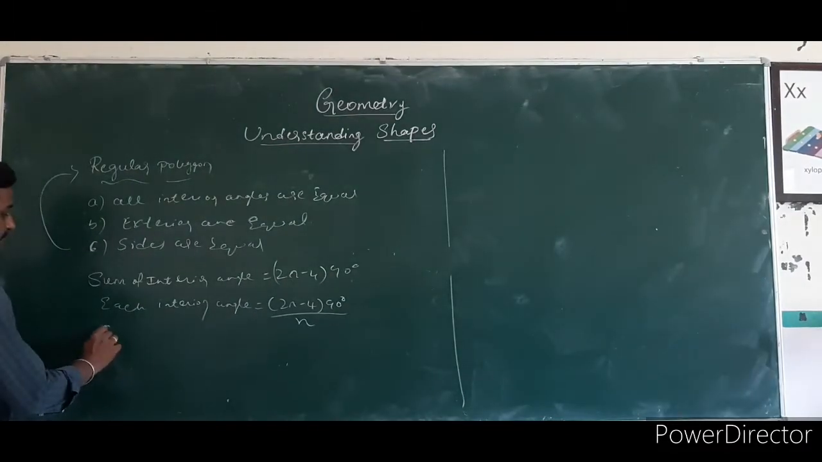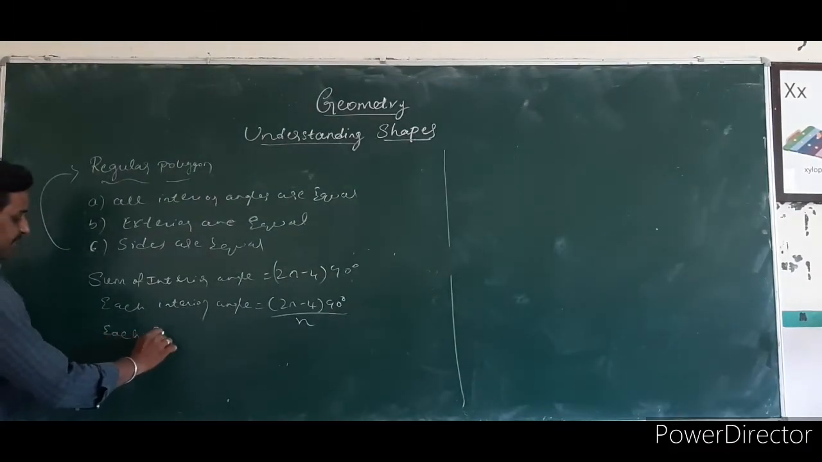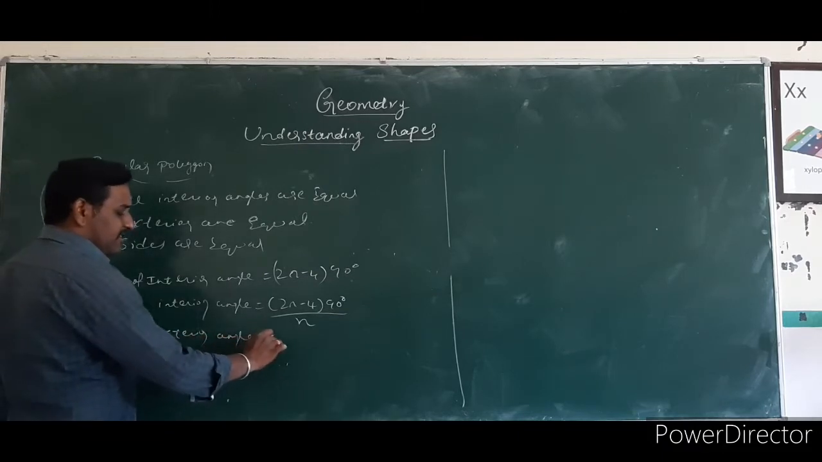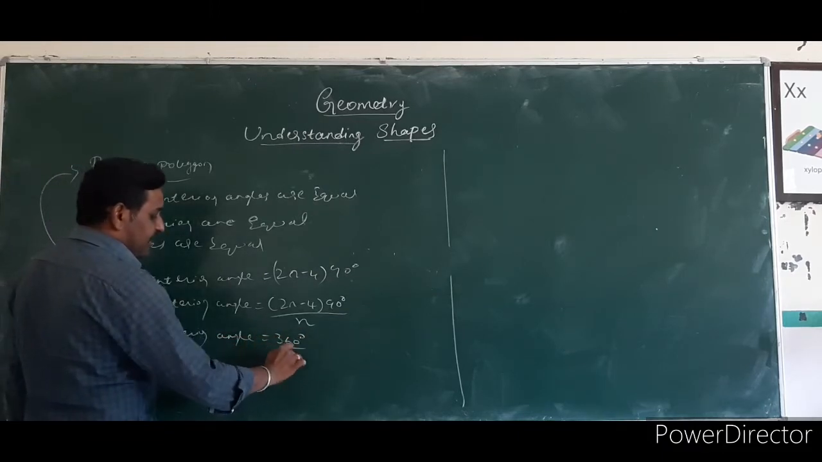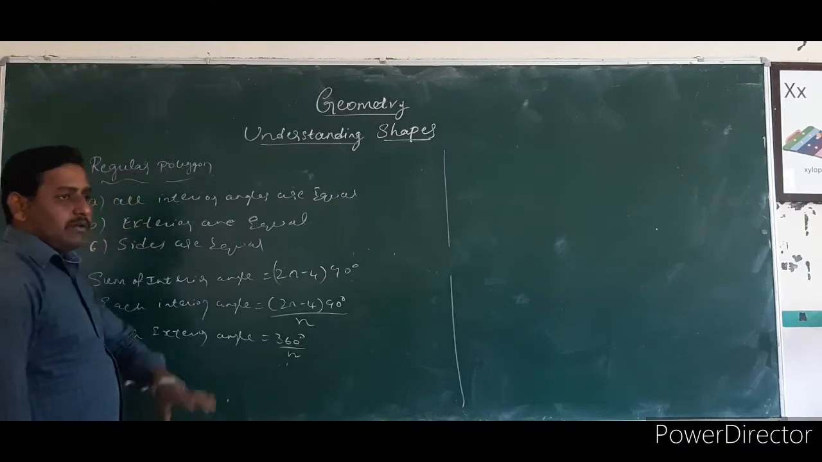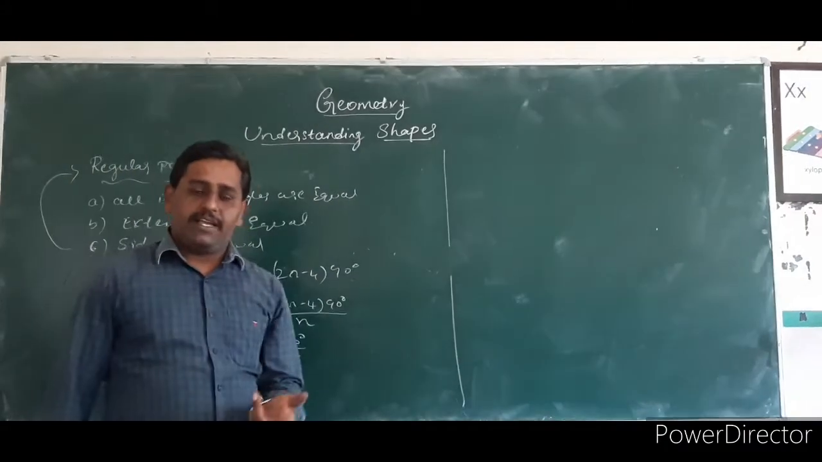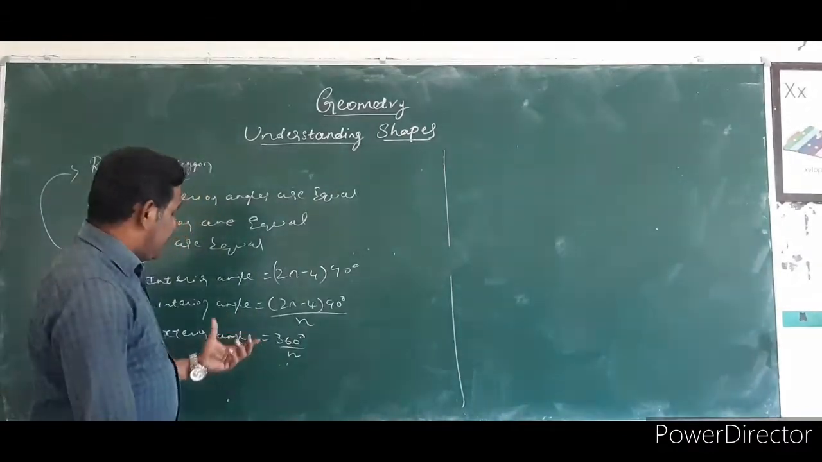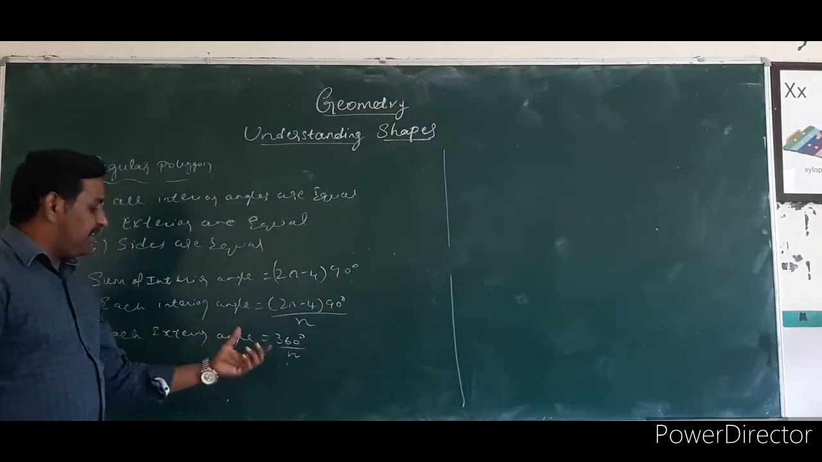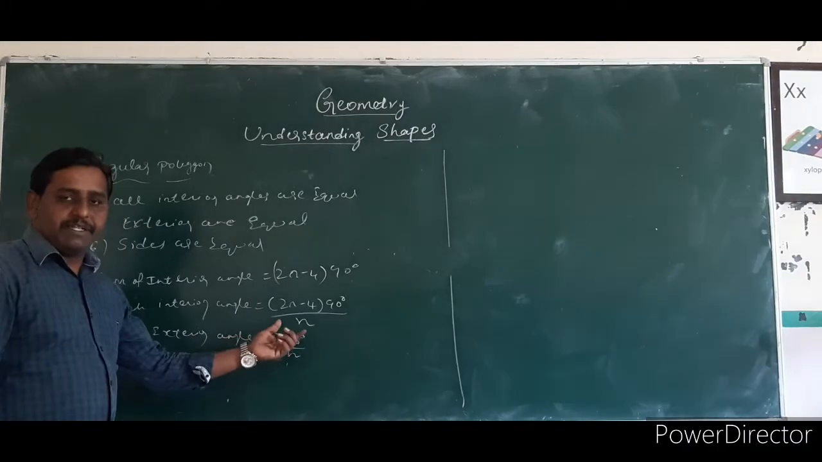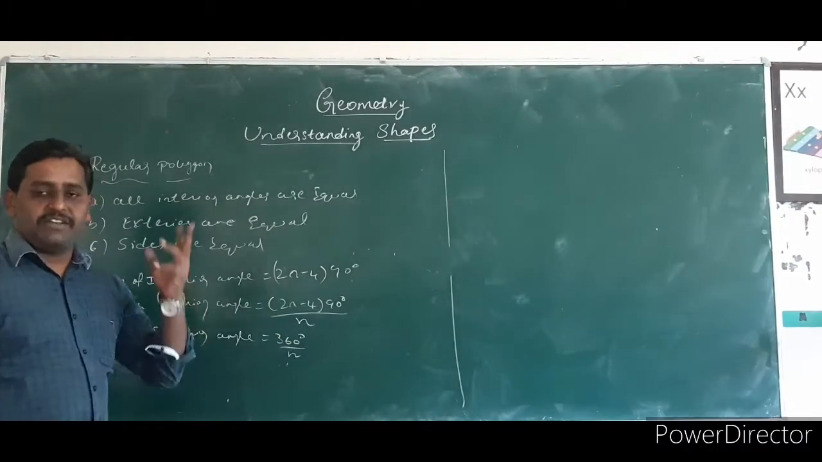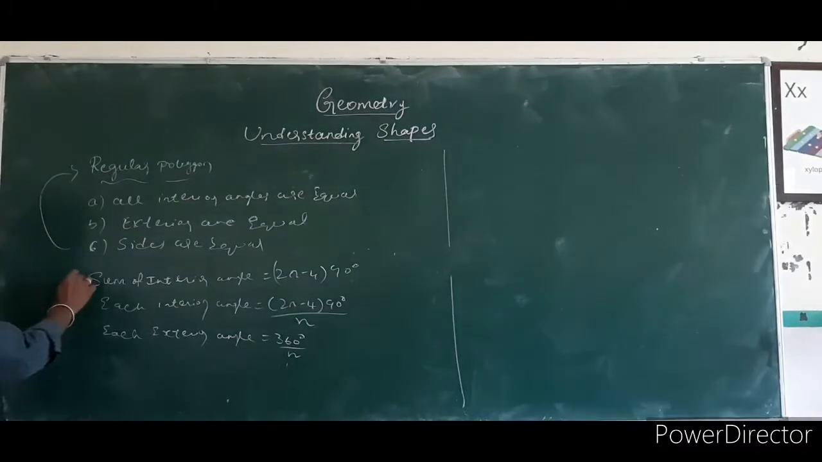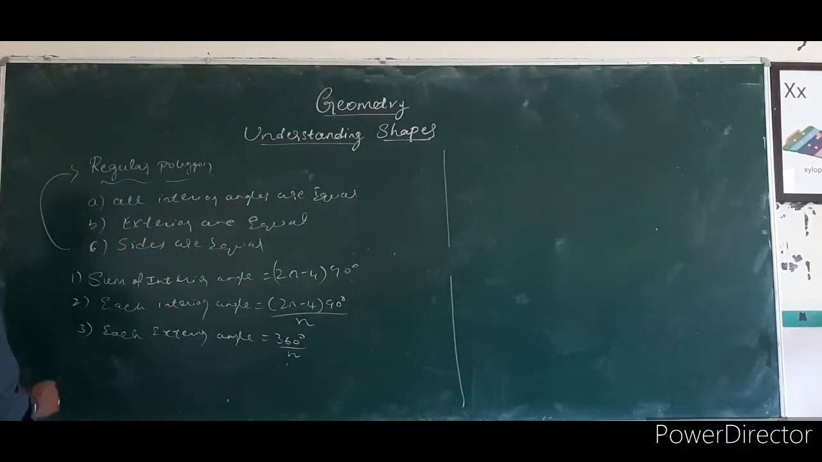If you want to find each exterior angle, it is the same: 360 degrees divided by n. Normally we use that the sum of the exterior angles of a polygon is equal to 360 degrees. In the case of a regular polygon, to find each exterior angle, divide 360 by the number of sides.